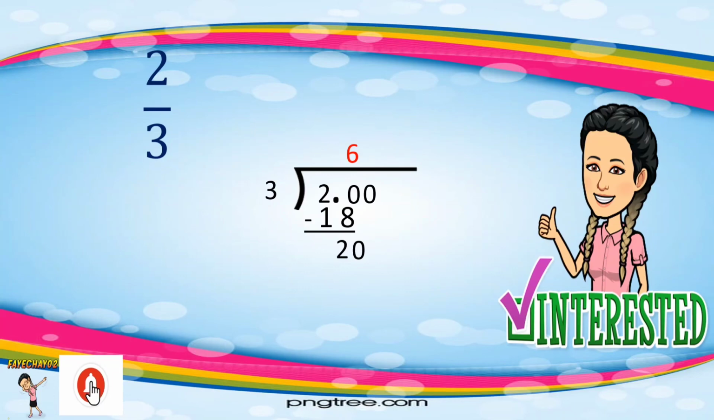20 divided by 3 is 6. 6 times 3 is 18. 20 minus 18 is 2. Again, add 0 to the dividend and bring it down, and the same steps repeat: 20 divided by 3 is 6, 6 times 3 is 18, 20 minus 18 is 2.